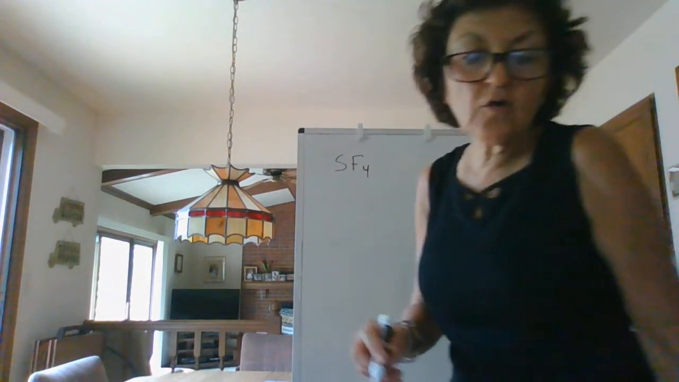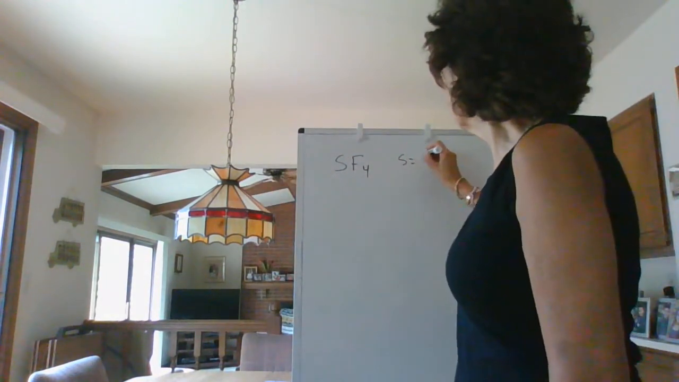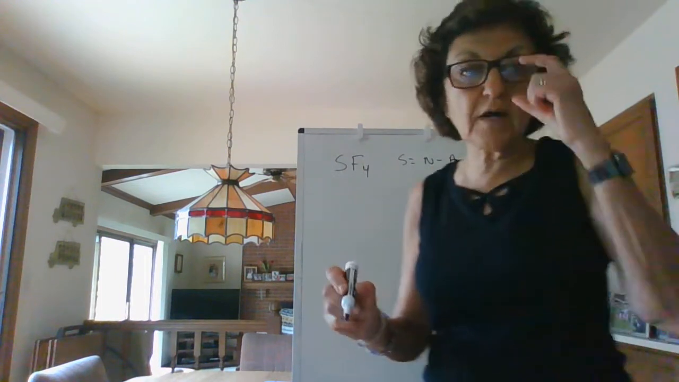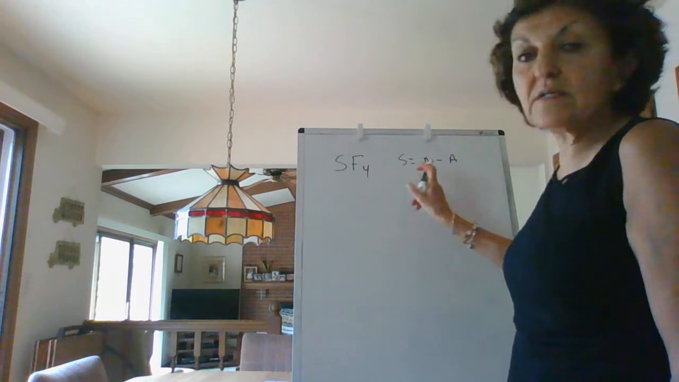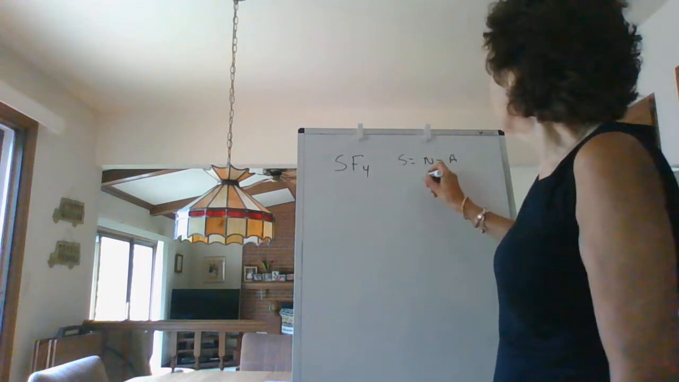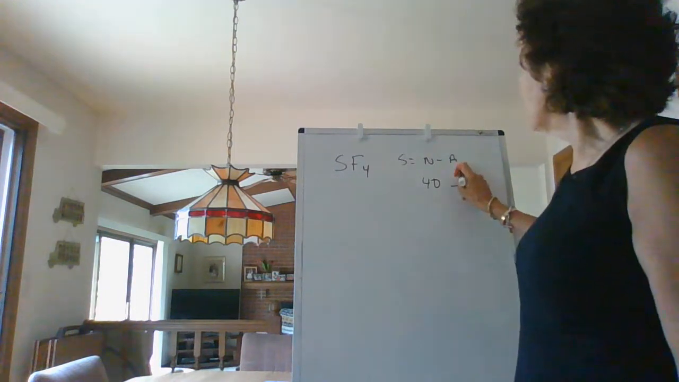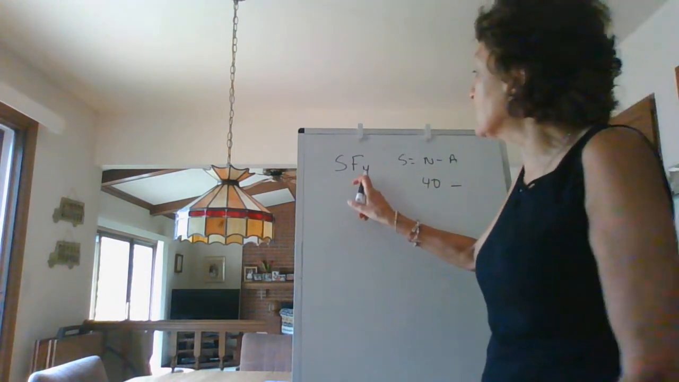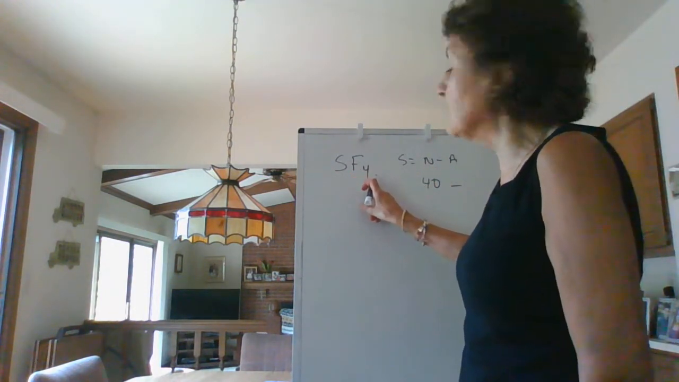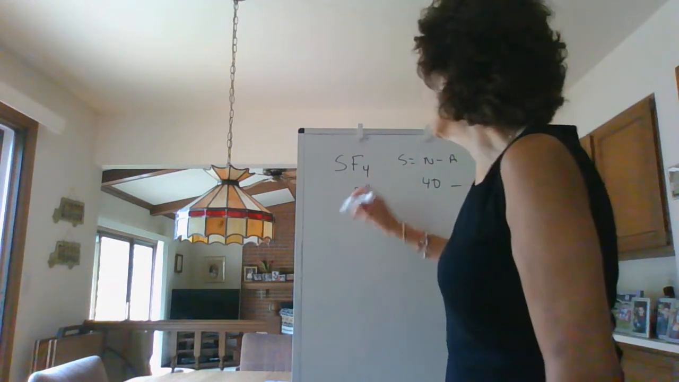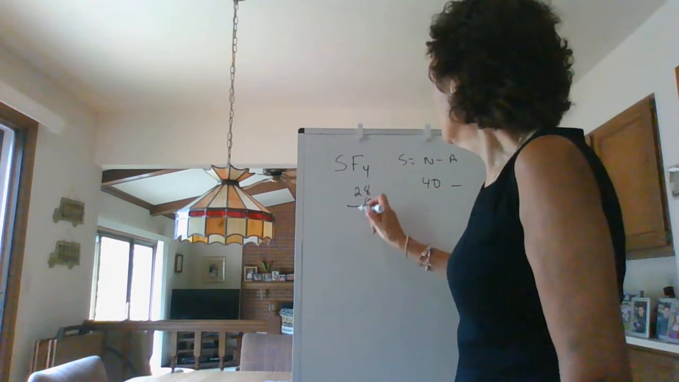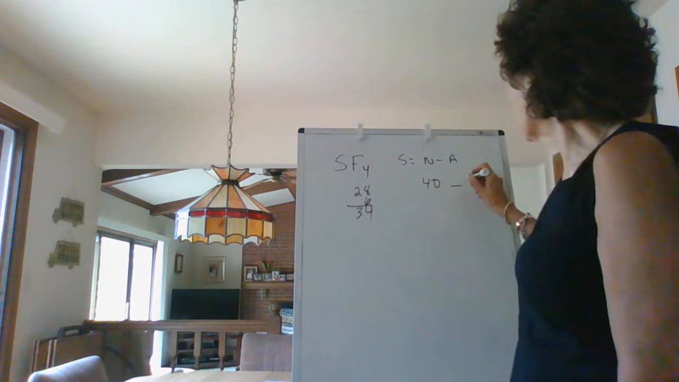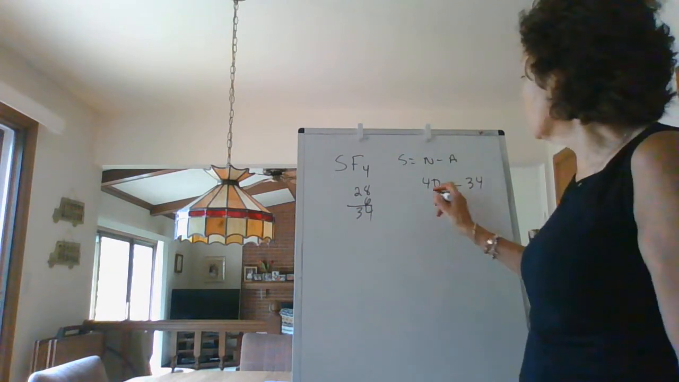SF4. So let's go ahead and crunch the numbers for this one. S is equal to N minus A, just to remind you about how to do these things. Remember the needed is 8 for everybody, so that's 40. The available is the valence electrons. Fluorine is 7. 7 times 4 is 28. And then the sulfur is 6. And you've got 34. So 40 minus 34 is 6.